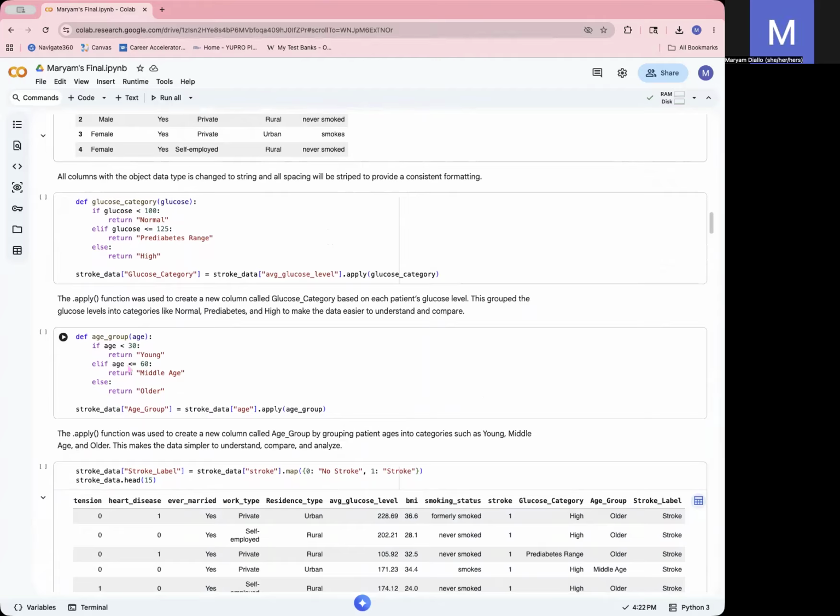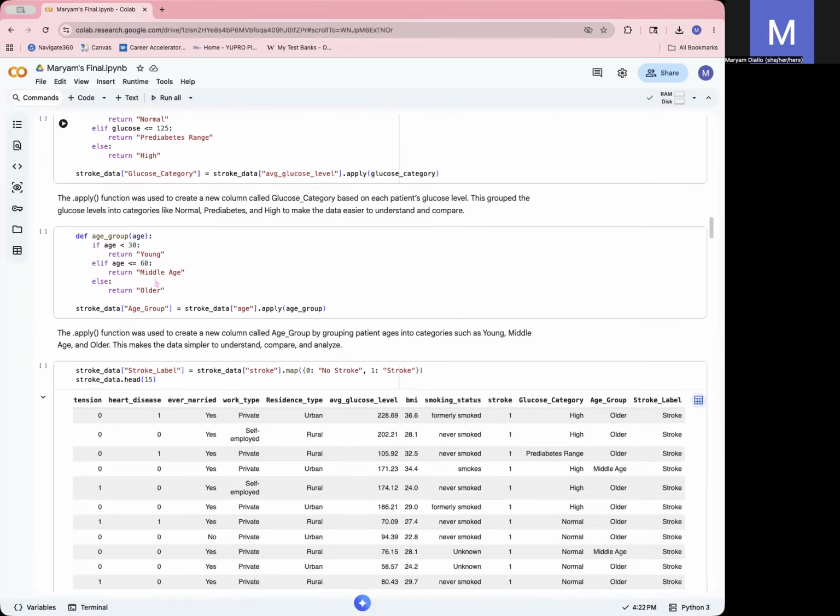Next, I used the dot apply function twice to create new columns. The first is the glucose categories, which group patients into three categories based on their average glucose level. Normal is anything below 100, pre-diabetic is anything between 100 and 125, and high is anything above 125. These are the thresholds that are used by medical professionals.